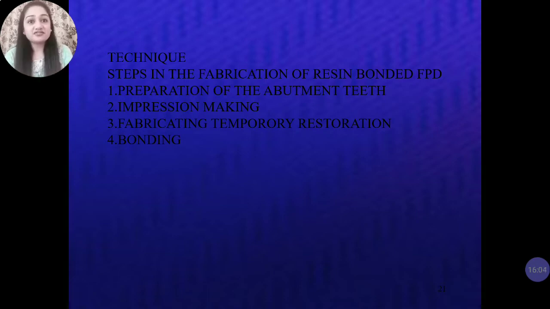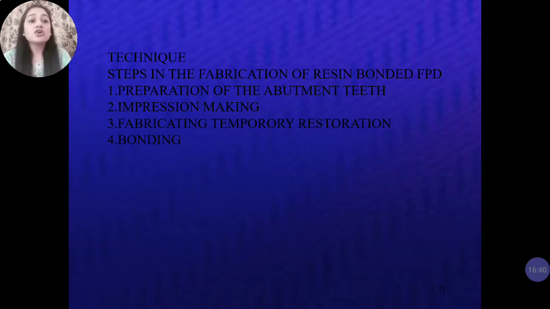So after seeing different types, we will see the technique. What is the technique to fabricate a resin bonded prosthesis? The first thing, just like any fixed partial denture prosthesis, we have to prepare the abutment teeth. After preparing abutment teeth, we have to make the impression and then casting of the prosthesis, and at the same time on the clinical side we have to give a temporary restoration, although giving a temporary is not at all an easy task in this case, and then the bonding procedure.